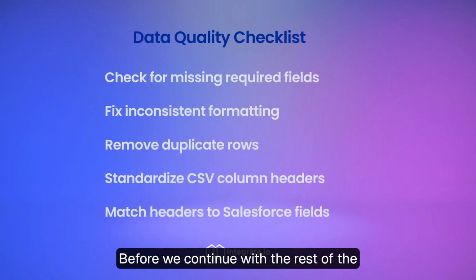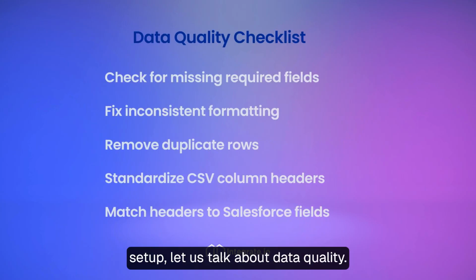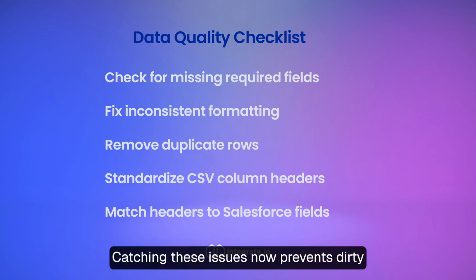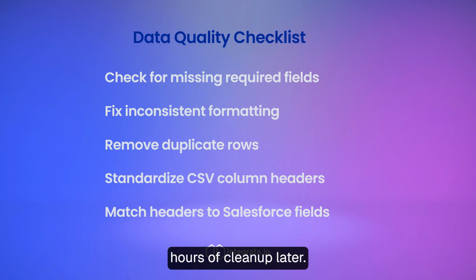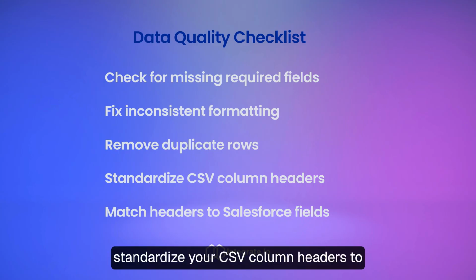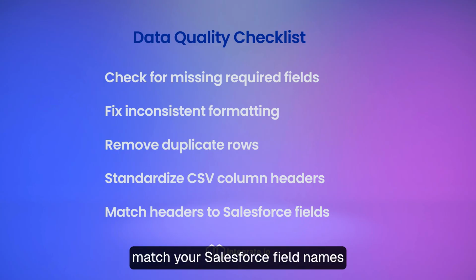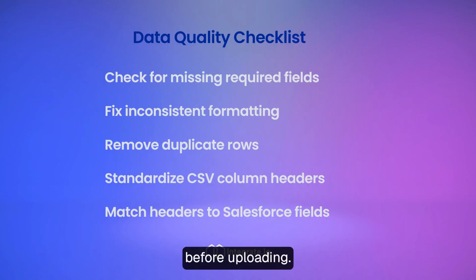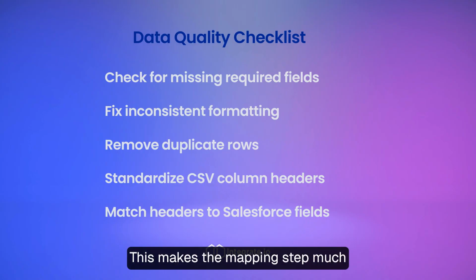Before we continue with the rest of the setup, let us talk about data quality. The preview step you just saw is your safety net. Always check for missing required fields, inconsistent formatting, and duplicate rows. Catching these issues now prevents dirty data from reaching your CRM and saves hours of cleanup later. A quick tip: standardize your CSV column headers to match your Salesforce field names before uploading. This makes the mapping step much smoother.